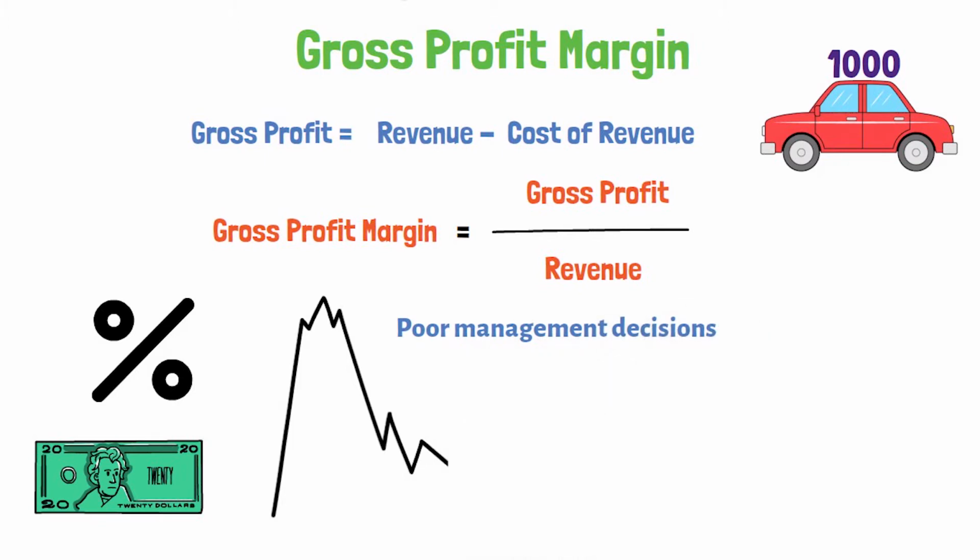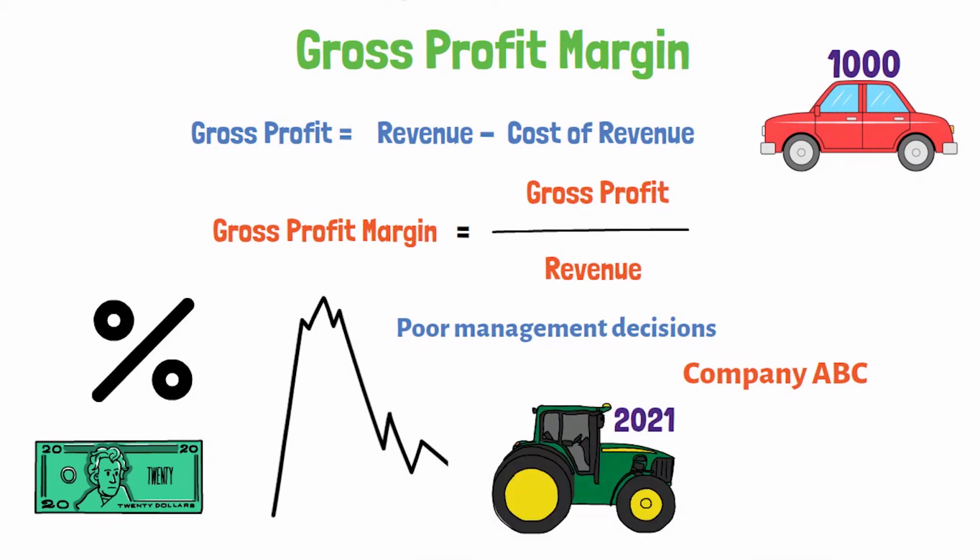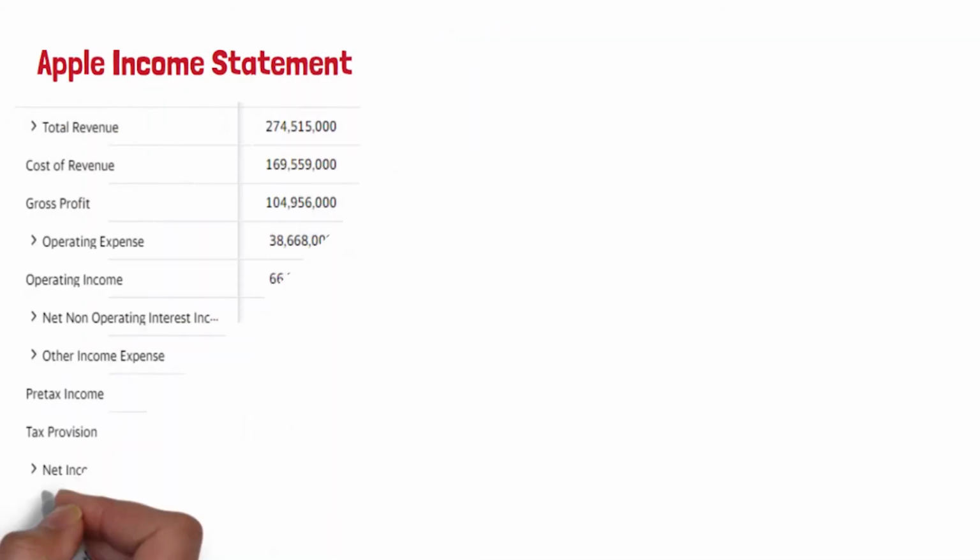It's important to note here that we can sometimes see a significant decrease in the gross profit of a company caused by a purchase of a particular asset during the year. For example, if company ABC buys a tractor in 2021, this will significantly decrease the gross profit margin in 2021 because a part of the profit has gone into purchasing another asset. However, it will increase the company's productivity in the long term, ultimately increasing the profitability and gross profit in the future. To visualize this, let's take Apple as an example.